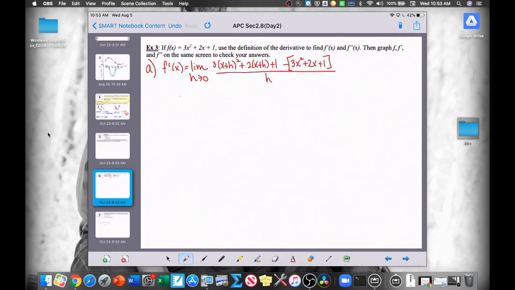So now I have some algebra to do. f prime of x will be the limit as h approaches 0. x plus h quantity squared is x squared plus 2xh plus h squared. And if I go ahead and distribute the 3 right away, I get 3x squared plus 6xh plus 3h squared plus 2x plus 2h plus 1. And then if I distribute the negative, I get minus 3x squared minus 2x and minus 1. And this is all divided by h.